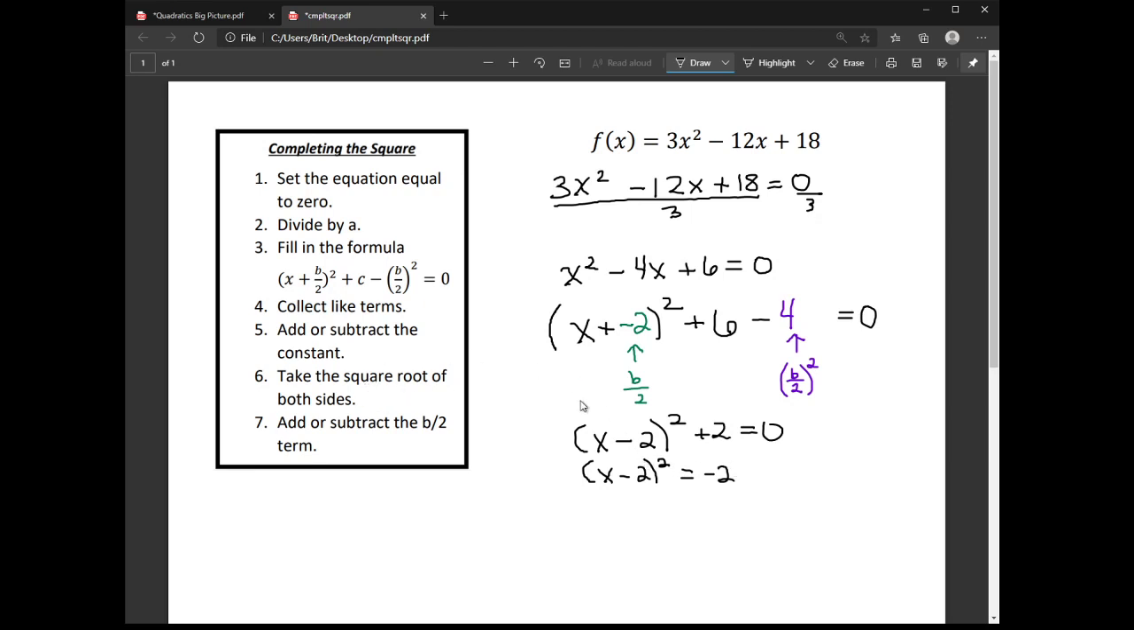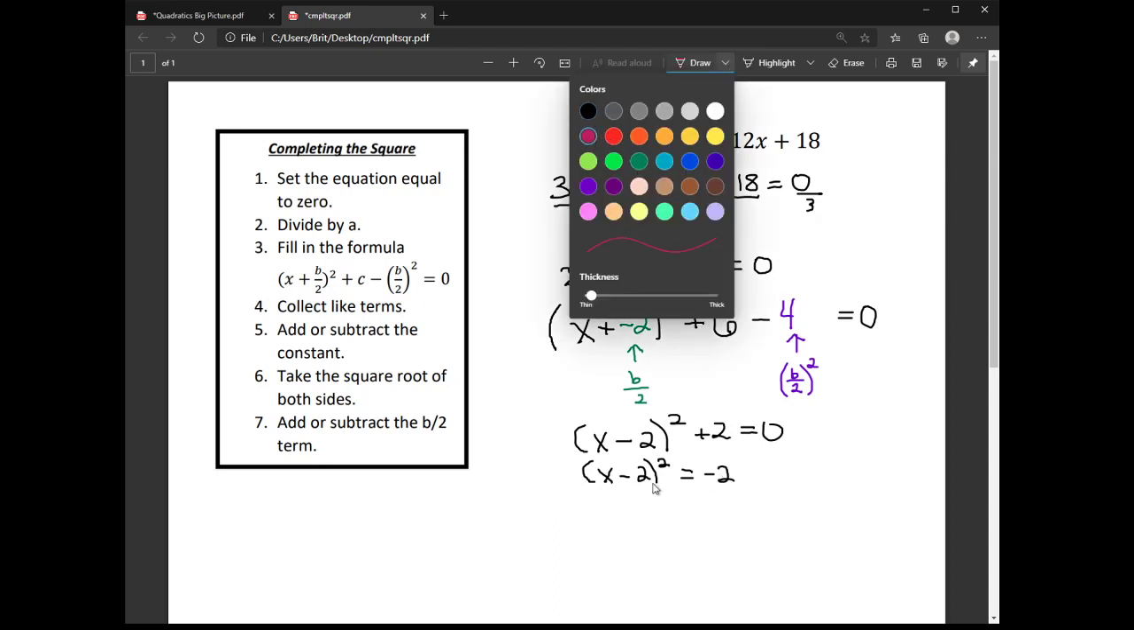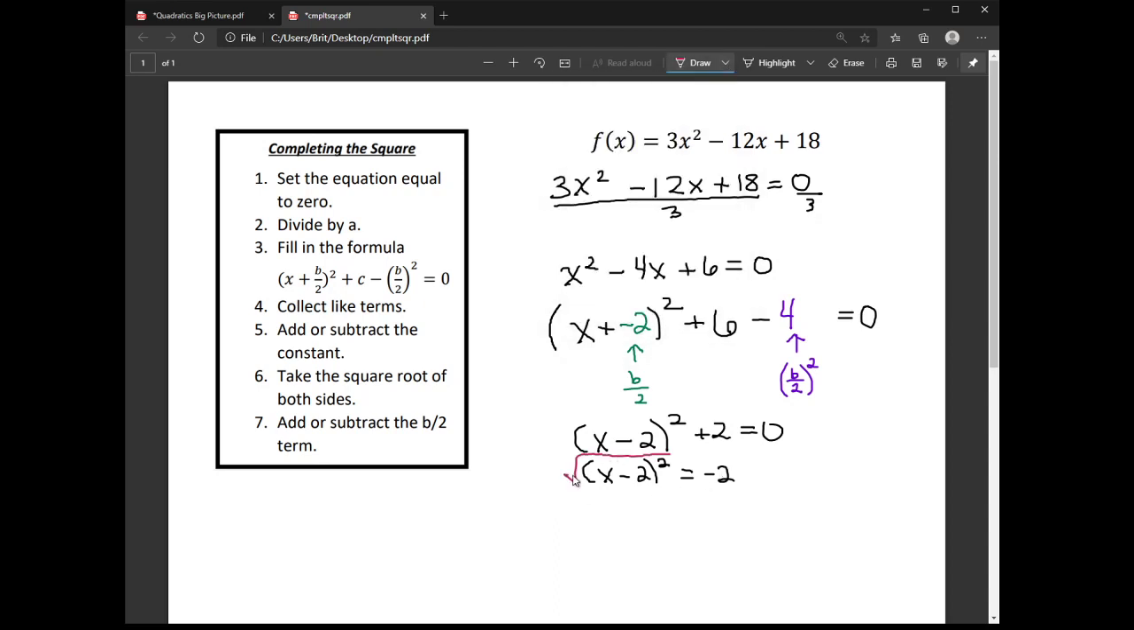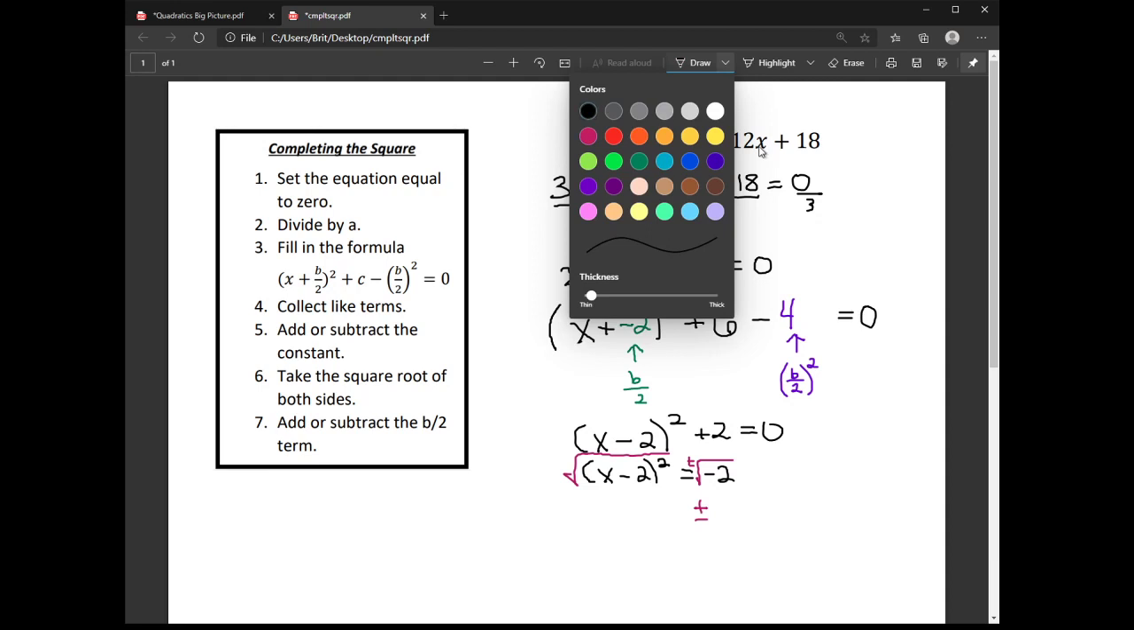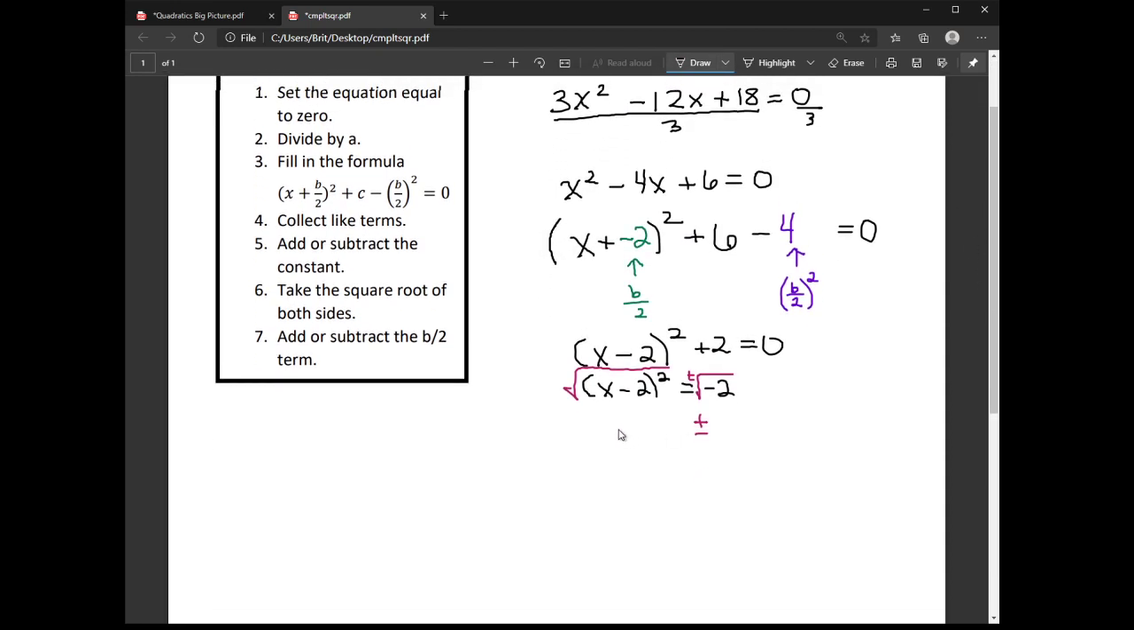Then I need to take the square root of both sides. Now remember, whenever you take a square root to counter a square, you need to put a plus or a minus here. So I'm going to have plus or minus when I go to rewrite this equation out. Let's see what that looks like. So here on the left side, my square goes away and I get x minus 2 equals positive or negative.